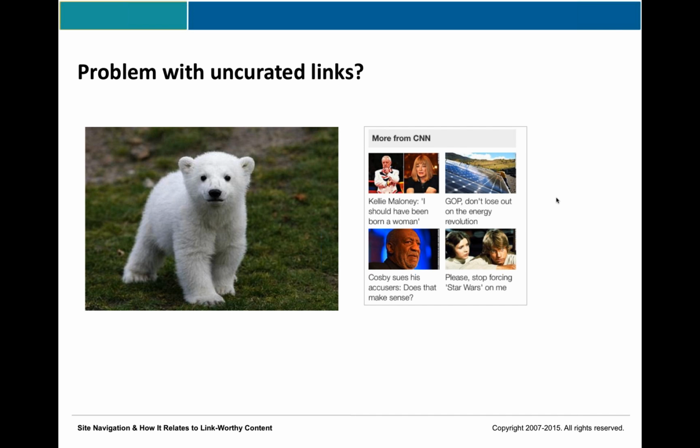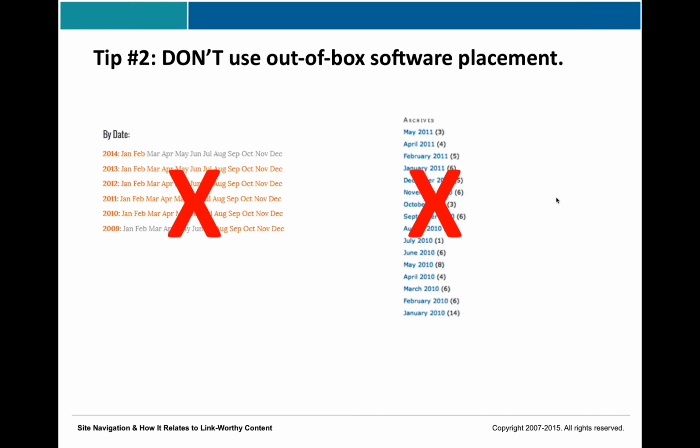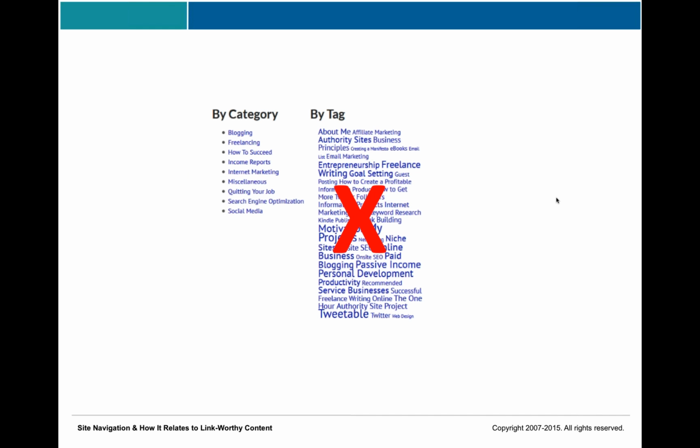So none of these links are contextual, and none of these links are formatted to encourage people to click on it. So this is why you have to watch out for what people say and what software, out-of-the-box software does, because they're putting things on your web pages that distract people from completing their tasks and distract people from linking to your digital assets. So this leads to my second tip.